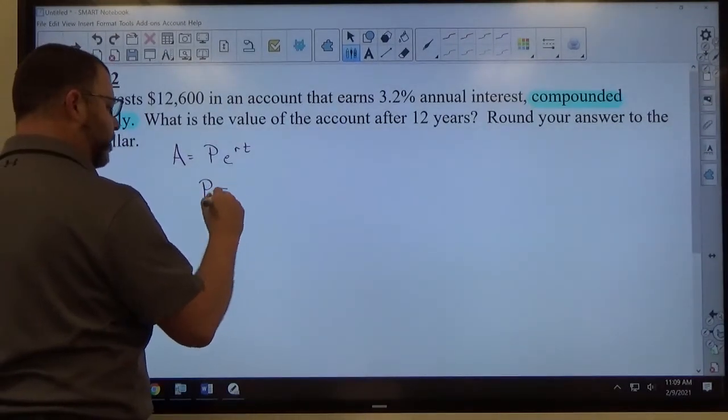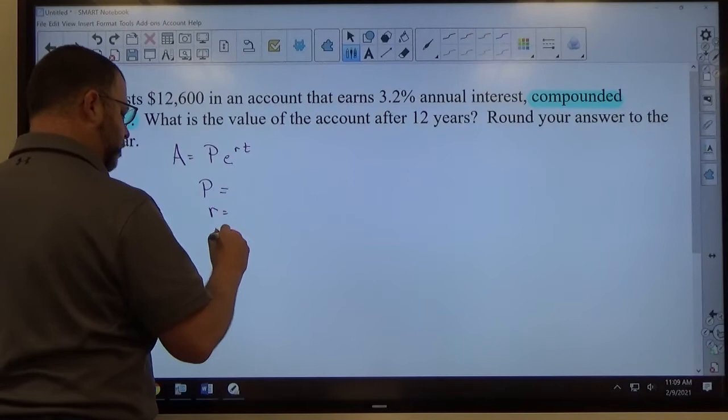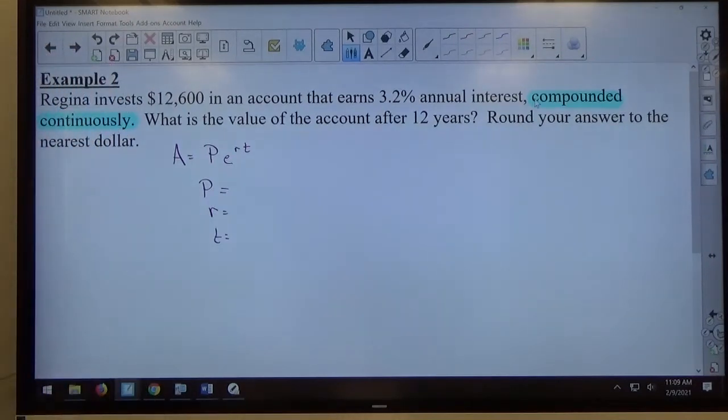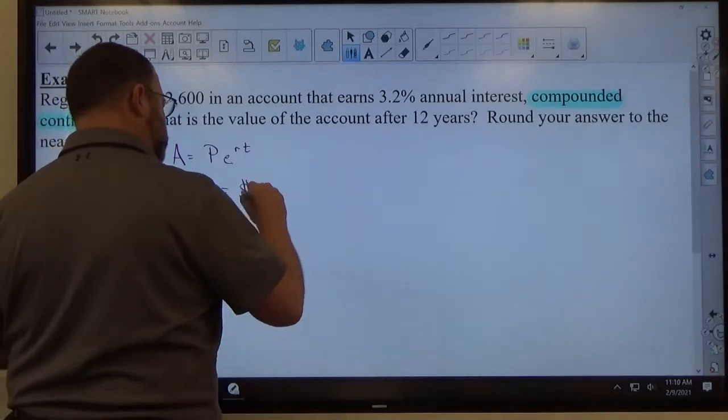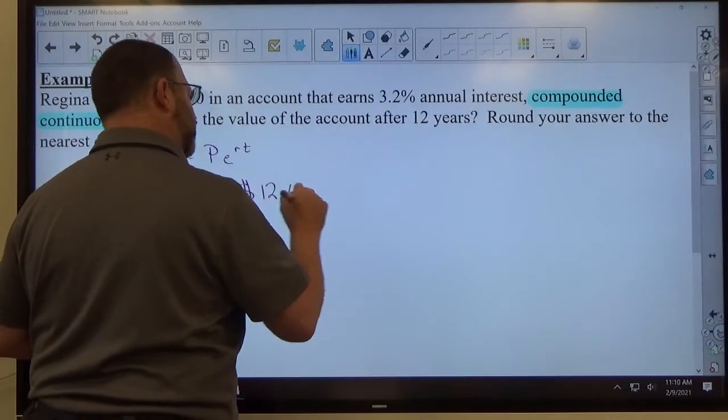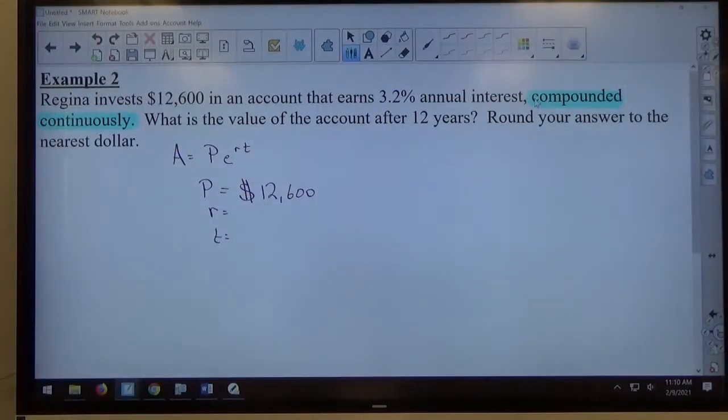So P equals something, R equals something, T equals something. And e is that magical number that lives on our calculator screen. We have a calculator button for e. So, how much is she investing? $12,600. What is the interest rate?